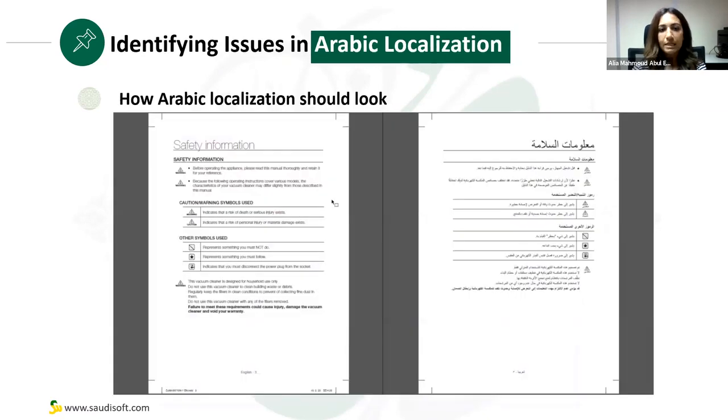In this slide, you can see a side-by-side portrayal of the difference between the Arabic version and the English version. The reading starts from the right side, and you can also see that the icons or the bullet points are also flipped to start on the right side.